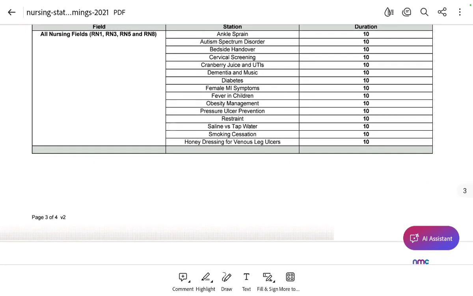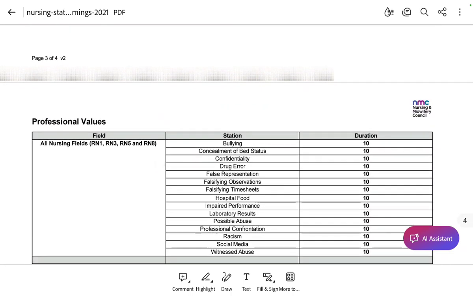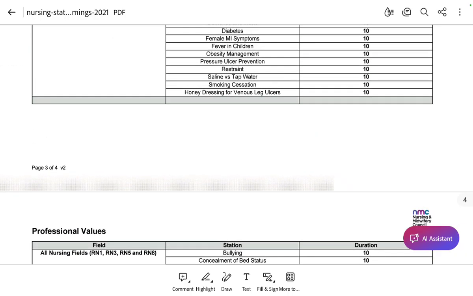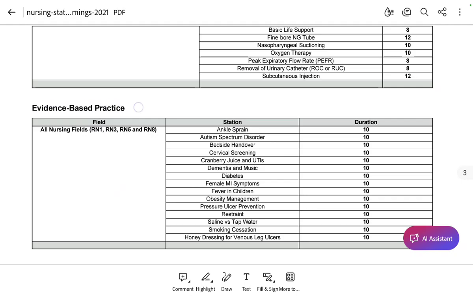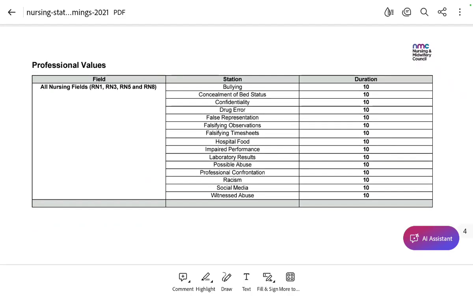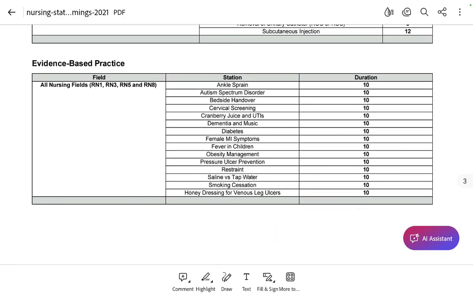And this is the same like the professional values station. So one station for professional values for all nursing fields, another station for evidence-based practice for all nursing fields. The duration is the same, 10 minutes for all stations in both professional values and evidence-based practice. Again, you will have one procedure.